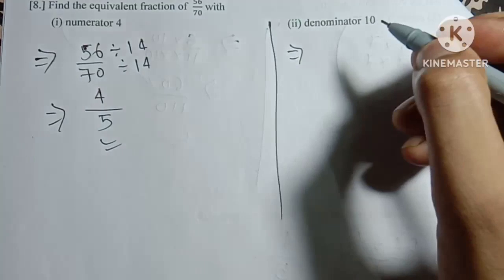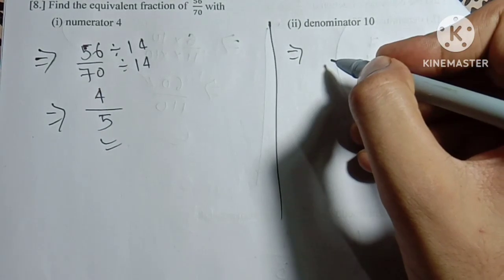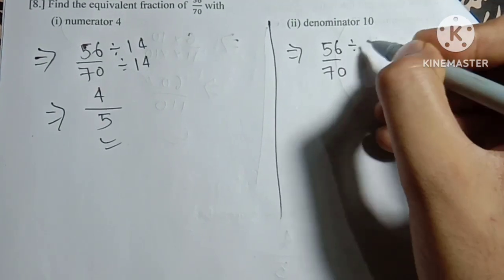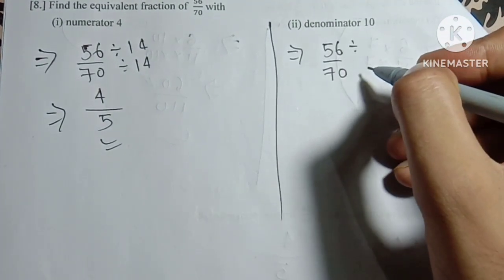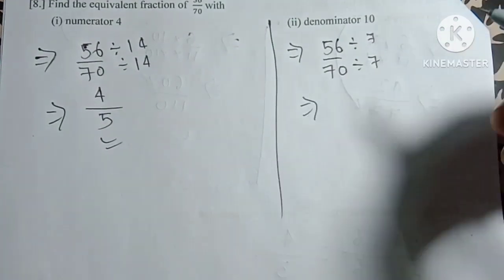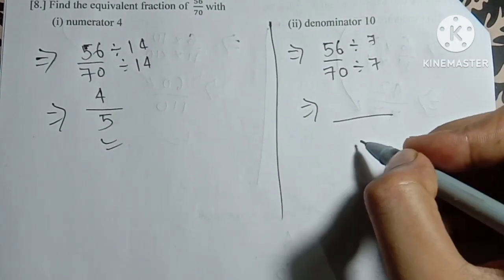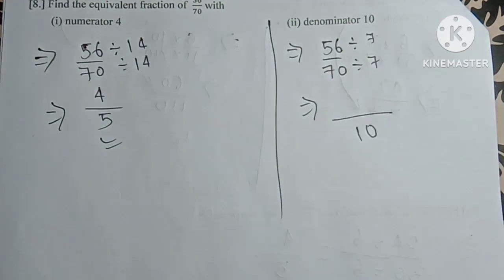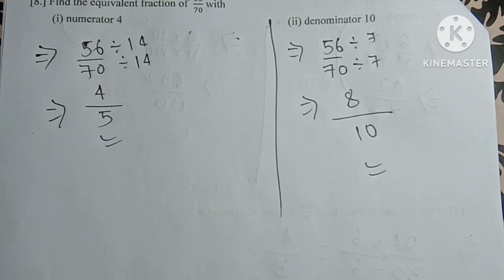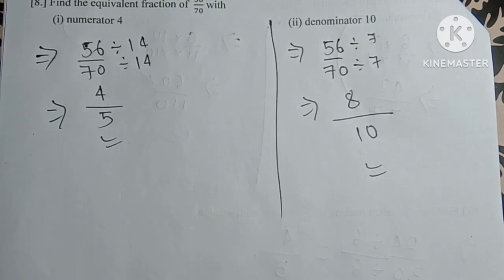For the denominator, what we have to do, we will divide by 7, because we know that 7 times 10 is 70. So doing so, in the denominator we will get 10 and in the numerator 7 eights are 56, so 8. So 8 by 10 is the answer for this question.